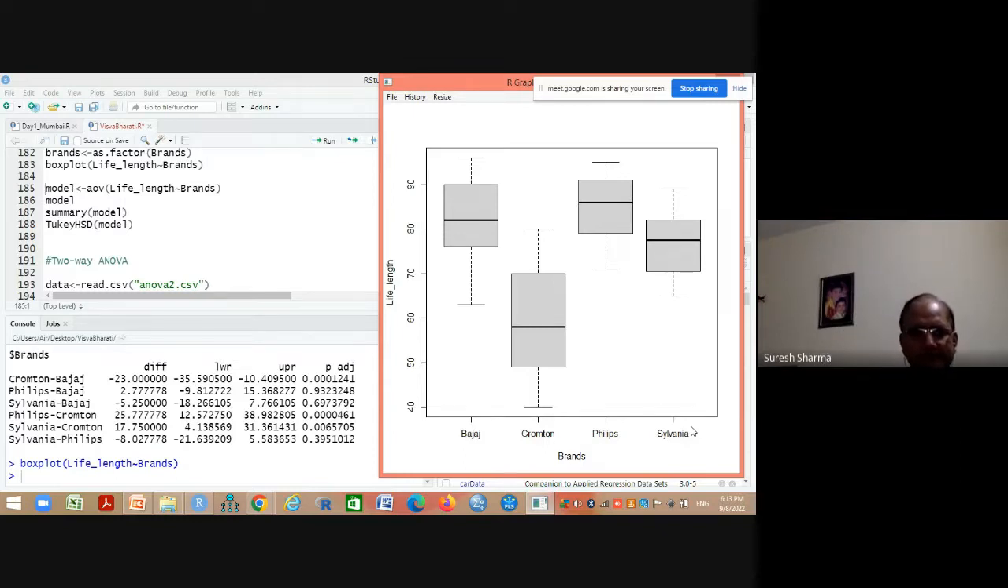Is that okay? Anything you want to ask in one-way ANOVA?